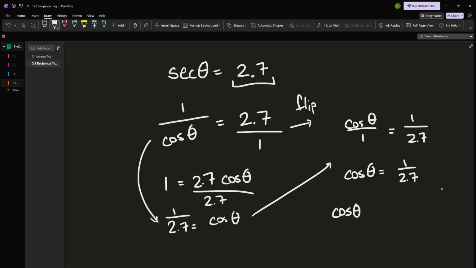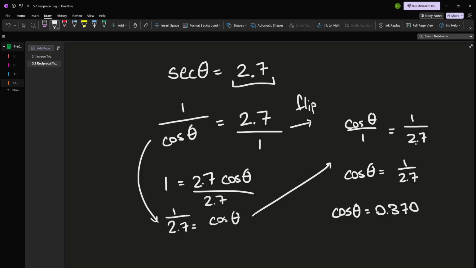Cosine of theta equals 0.370. If you recall, our requirement for cosine and sine is that our result must be between -1 and 1. And 0.370 is less than 1. It is in between that interval. So what we see is that our result here must be in between -1 and 1.